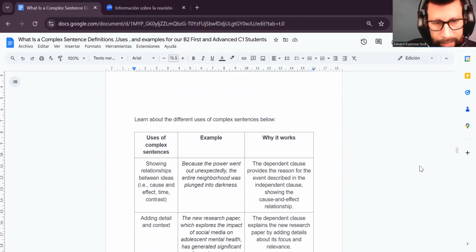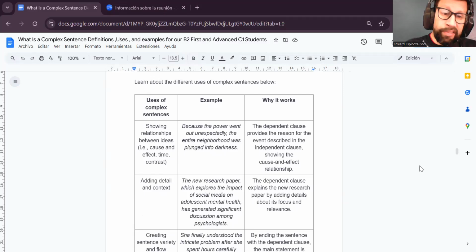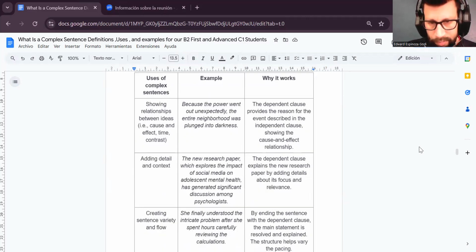You have the use of complex sentences, which is showing relationships between ideas, cause and effect, or time contrast. For example, because the power went out unexpectedly, that's the adverb we use there, the entire neighborhood was plunged into darkness. Why does it work? In this case, the dependent clause provides the reason for the event described in the independent clause, showing a cause and effect relationship. Unexpectedly, that's kind of what we're looking for.